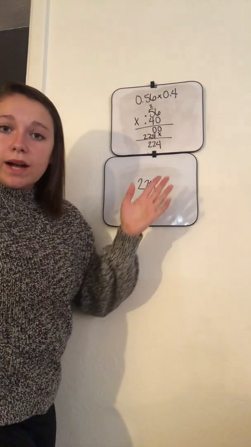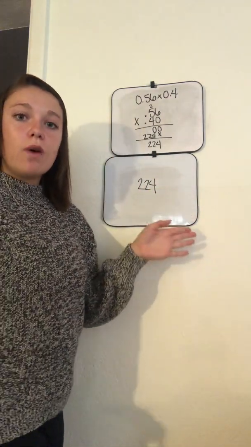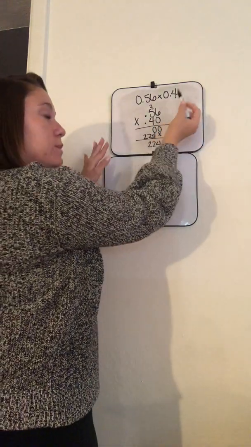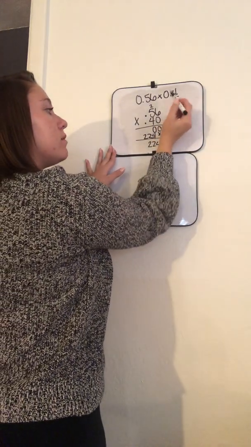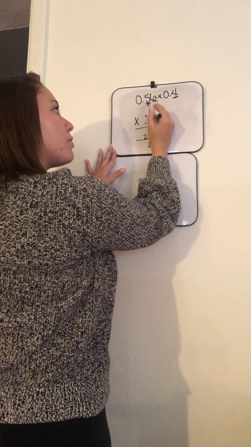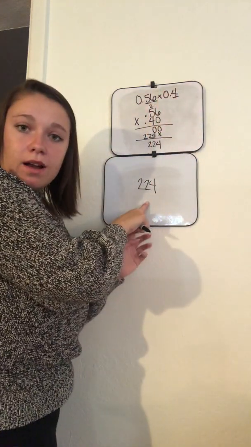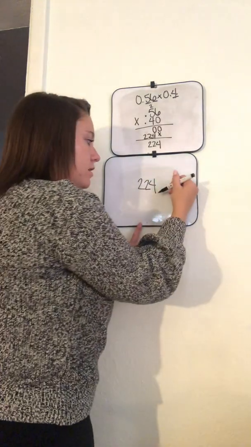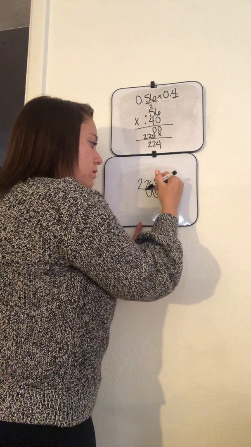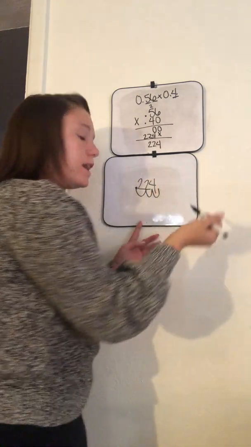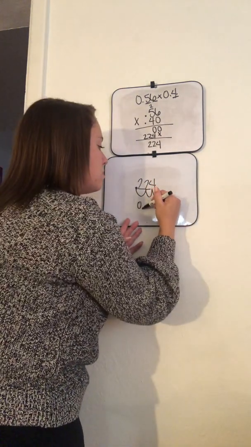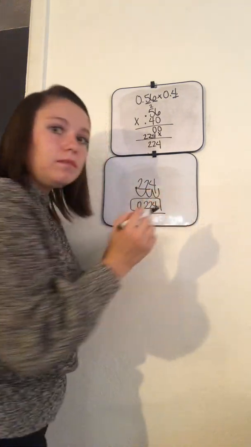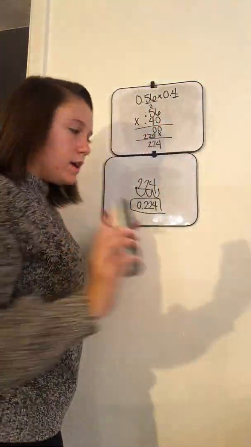So if we were going to add the decimal back into the correct spot, we would count the digits behind the decimal point. So we would get 1, 2, 3. So when we go to add our decimal point in the answer, we would go 3 to the left. So we would go 1, 2, 3. And now our answer is 0.224. Okay, let's do one more example together.